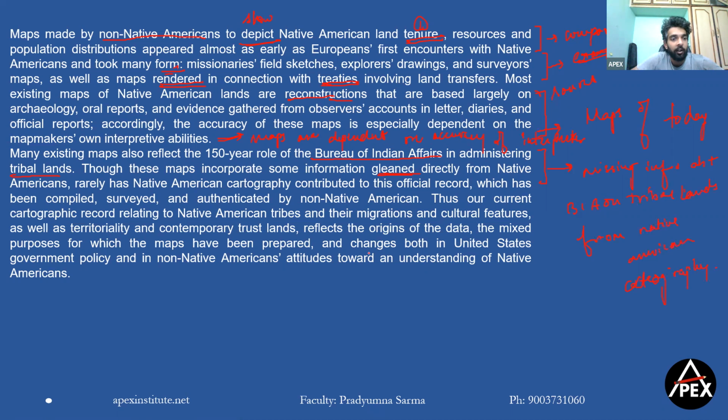Yes. So thus our current cartographic record relating to Native American tribes and their migrations and cultural features, as well as territoriality and contemporary trust lands, reflects the origins of the data, the mixed purposes for which the maps have been prepared, and changes in both US government policy and non-Native Americans' attitudes towards understanding of Native Americans. So basically here, from here to the last part, is showing what current maps indicate. Right? I hope this part of the passage is clear to you. Now let's go forward with the first question.